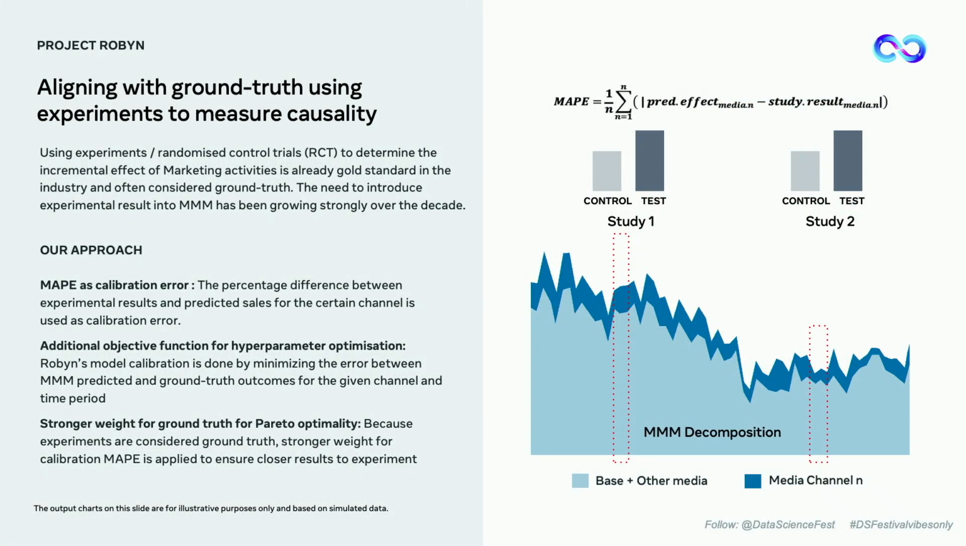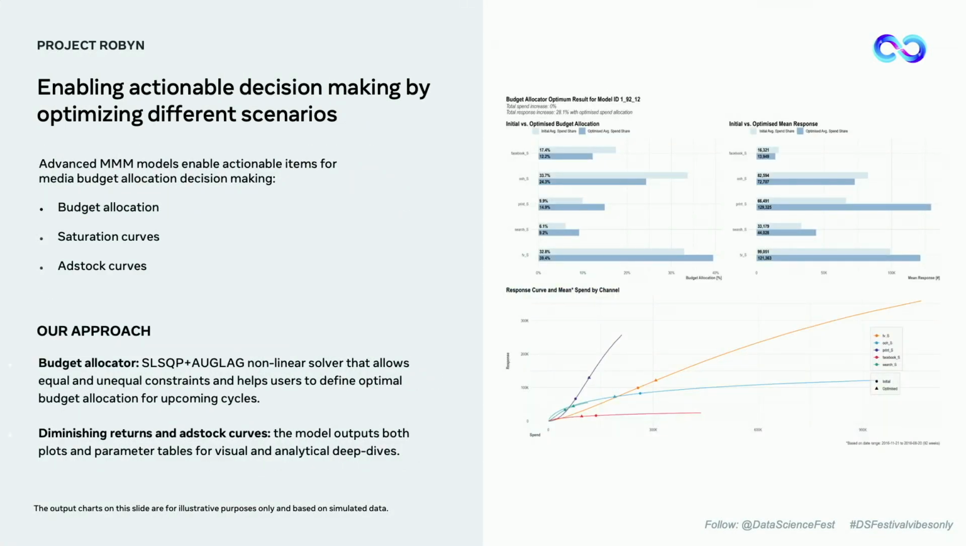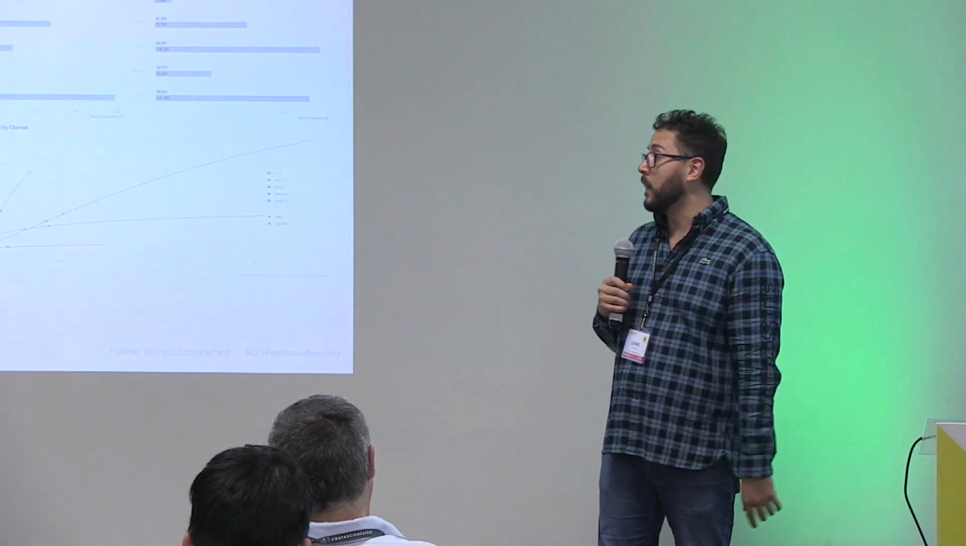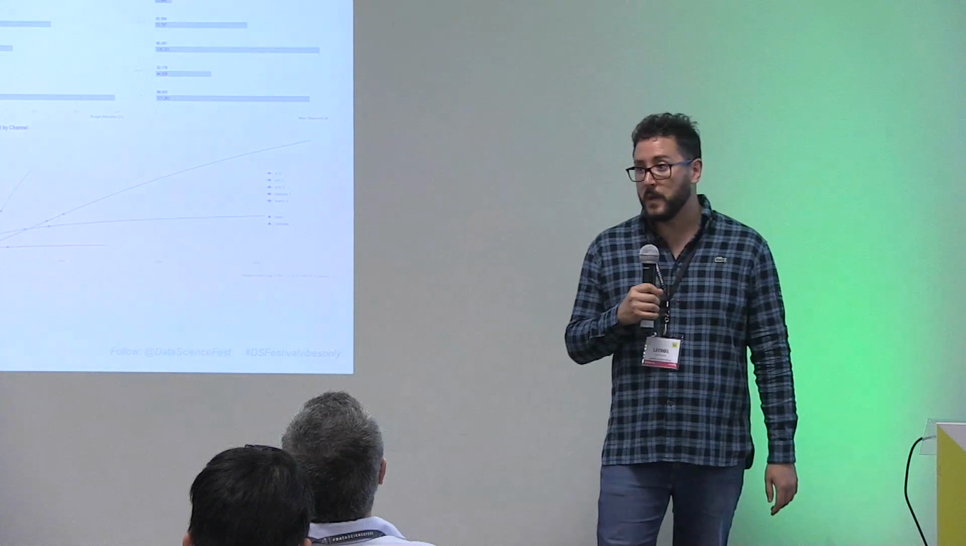Besides this calibration aspect and the fact that we are automating the whole process of iterating through the adstock and saturation curves, the final aspect is actionable decision making. And we do that by offering the budget allocator, which I mentioned in the flow chart. You'll see that in this case, we use a global and local optimizer for global minima and local minima. In the end, it's just to be sure that whatever minima we choose is not just local. We use sequential least squares quadratic programming and the augmented Lagrangian method for that.